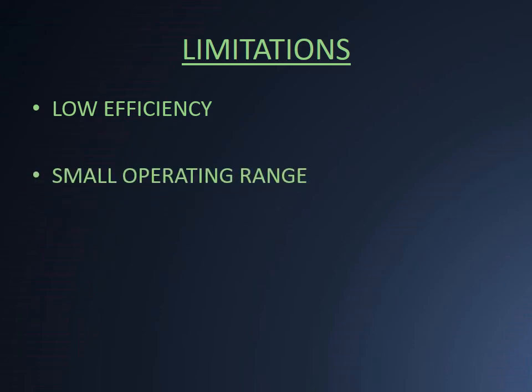Now let us come to limitations in the method of amplitude modulation. Number 1 is low efficiency. The previously discussed result shows that maximum useful power in AM wave is 1/3 of the total power. So we can say about 2/3 power is not of our use. Second limitation is its operating range is very small. It is due to low efficiency.